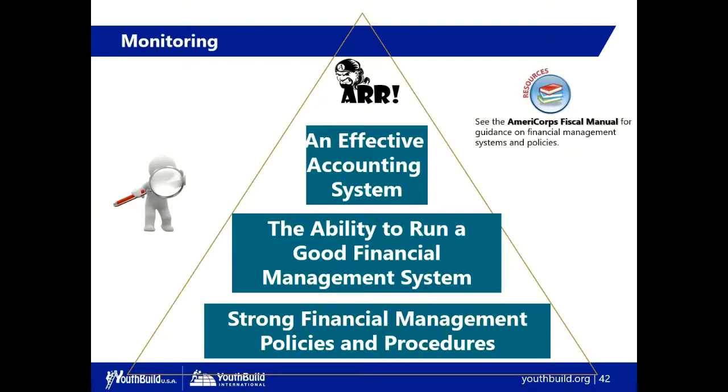Next, we have strong financial management requirements. Things such as accounting policies and procedures, a cost allocation plan, staff time and effort policy, human resources policies, travel policies, and staff position descriptions. And then finally, the ability to run a good financial management system. Do you document payroll through time and attendance records and payroll tax records? Do you maintain written cost allocation procedures and individual time distribution records that allow the program to identify and separate costs chargeable to the grant? And finally, are financial responsibilities separated?